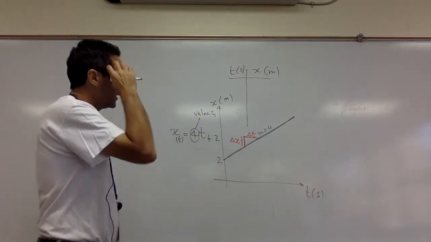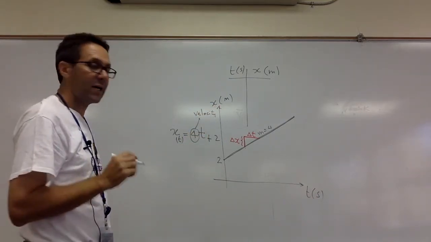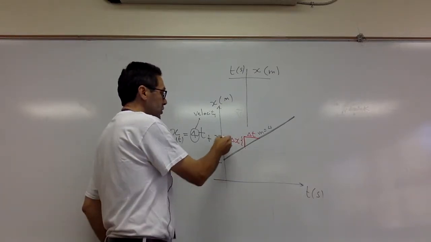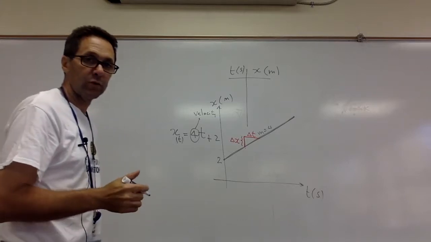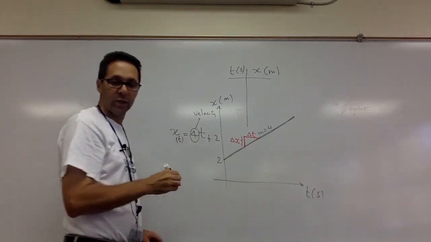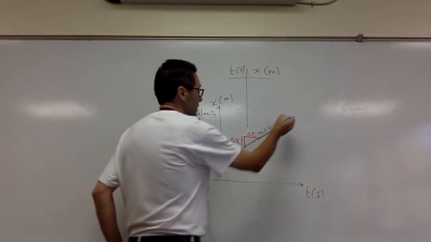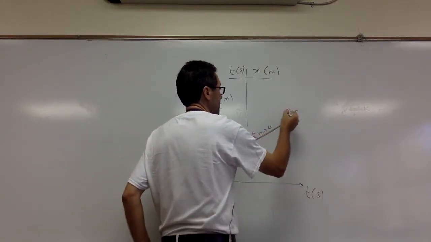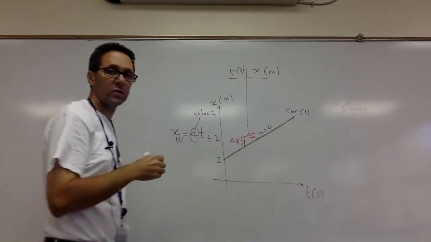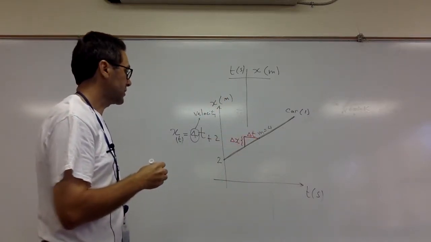Now, looking at this graph, I can tell that I'm going in the positive direction because as time passes, my position goes from low to high. It goes from 2 to 3, etc. Right? So now, let's just say this is the velocity of car 1. Well, that's the representation of position versus time of car 1.